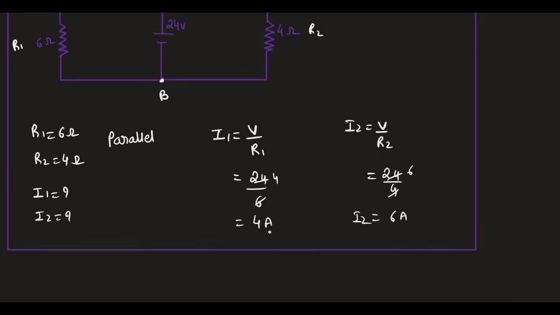Therefore the total current across the circuit is I1 plus I2, that is 4 plus 6, that is 10 ampere is the total current across the given circuit.